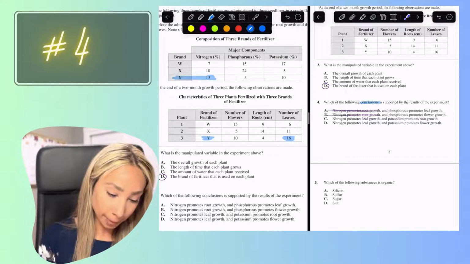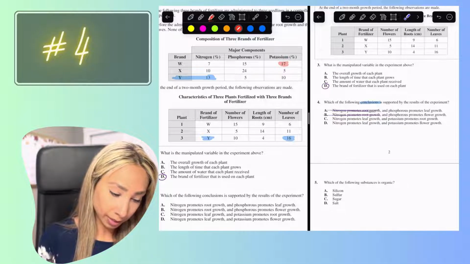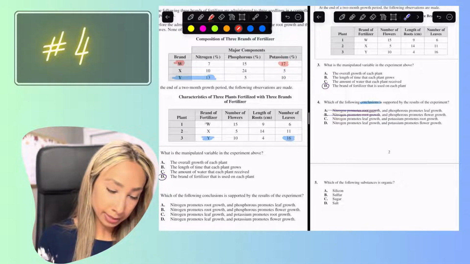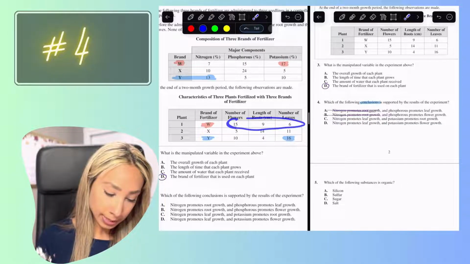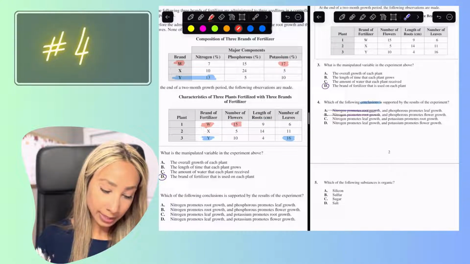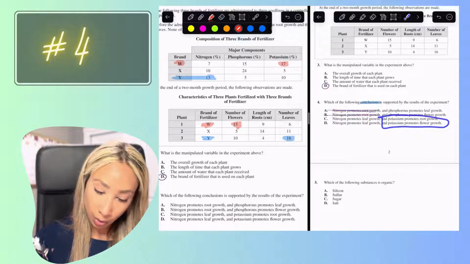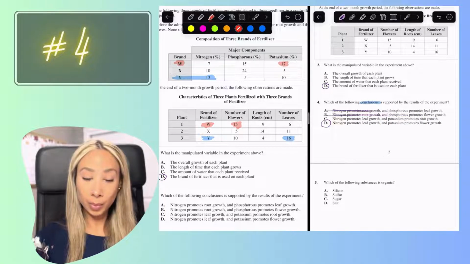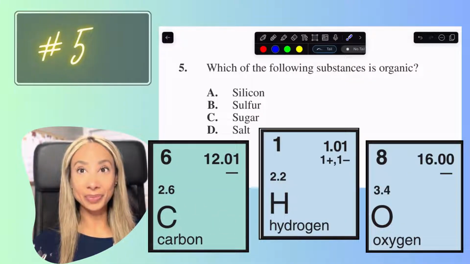With potassium, the highest one is brand W. And brand W, if we look at what its outcome was, gave the highest number of flowers. So now we need an option that indicates it gave us the highest number of flowers. Out of these two options, only one of them talks about flower growth, so that's going to be option D. Okay, number 5. So we've talked about our definition of organic molecules.